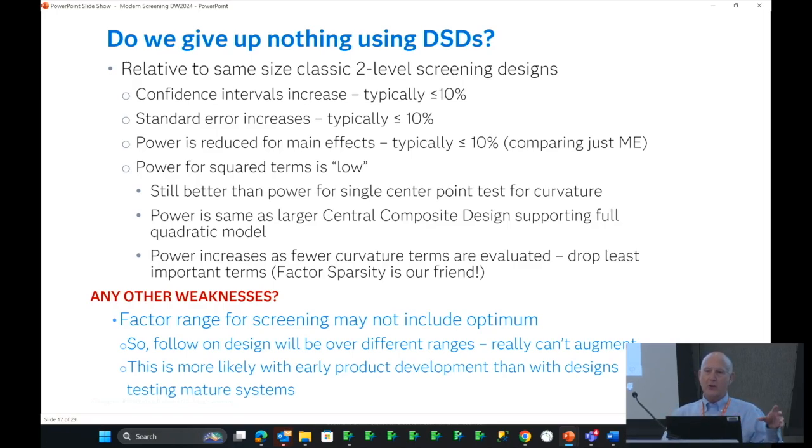So if you're very early in the development of a technology, you might not have your ranges nailed down. But by the time you're doing testing in most of DoD, this is no time to change the range of the elevator on an airplane. I mean, that was locked in years ago. So you're not likely to be changing your ranges at that point. So the more you are in early product development, the less likely you're going to have issues with augmenting a DSD.